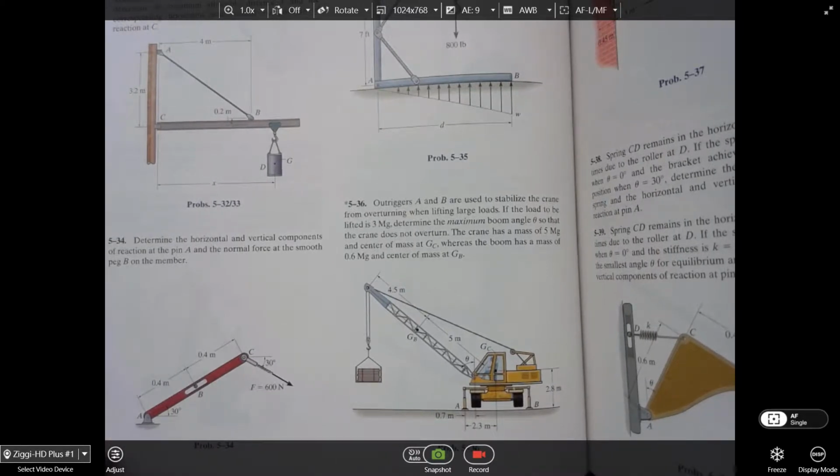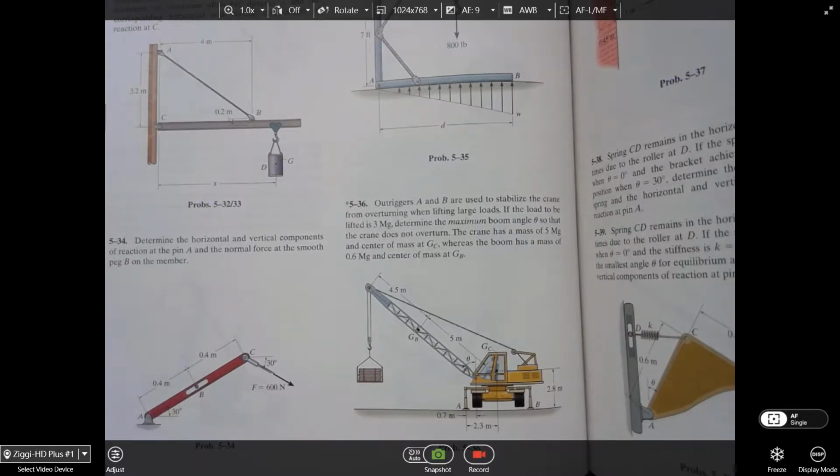Here's a nice crane. Okay, 5-36. Outriggers A and B are used to stabilize the crane from overturning when lifting large loads. If the load to be lifted is 3 megagrams, we're just going to use a picture. I don't like the problem. Which of these are two-force members?